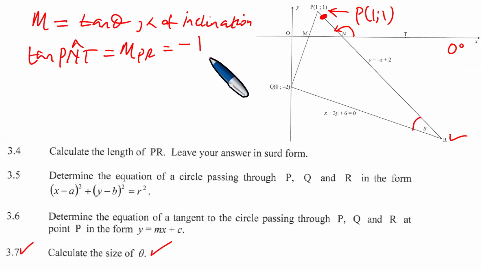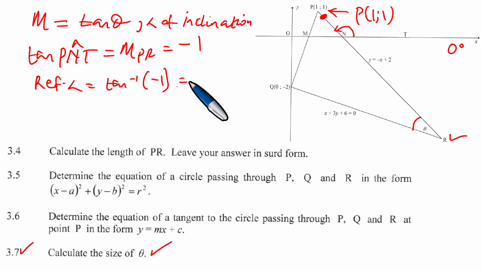If the tangent of P and T is equal to minus one, then we can find the reference angle, which is arctan of minus one. But the reference angle is always found with a plus. So even if the right hand side is negative, we want to find the smallest possible angle in the first quadrant, so we use the plus there, and therefore arctan 1. Arctan 1 is 45 degrees. This is not this angle here, but it is a reference angle that's associated with this number 1.